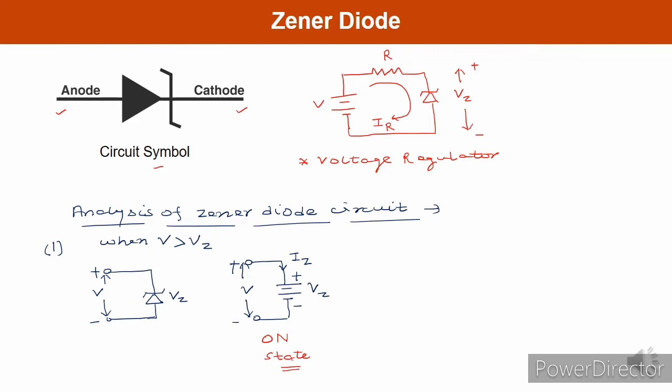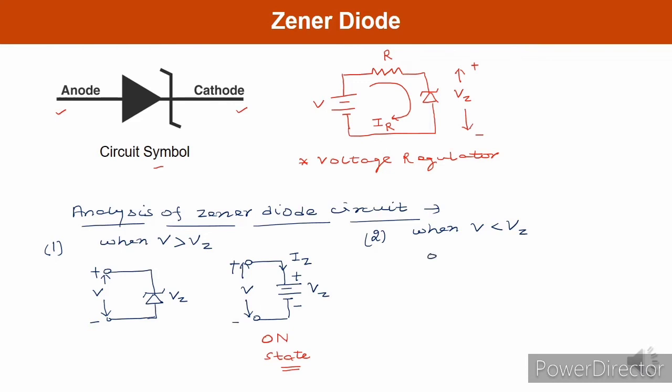And the second case is when the applied voltage is less than the Zener voltage. Now, if the reverse voltage applied across the Zener diode is less than Vz, but it must be greater than 0 obviously, then the Zener diode will be in the off state, and in this condition the Zener diode can be represented by an open circuit.